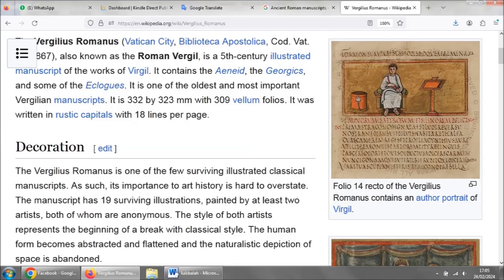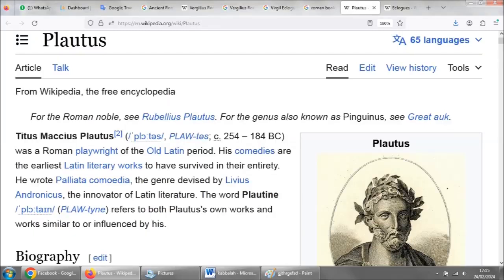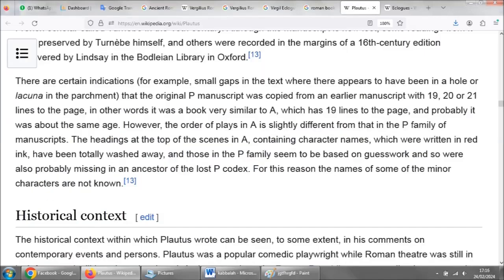So when we look at playwrights like Shakespeare, they tell us about ancient Plautus. Plautus, they tell us, was a Roman playwright, not Shakespeare. He is somebody else. You can read this in the middle. When you look through the Plautus manuscripts, there are certain indications that the original P manuscript was copied from an original manuscript with 19 or 20 or 21 lines. In other words, it was a book very similar to A, which has 19 lines to the page, and probably it was about the same age.